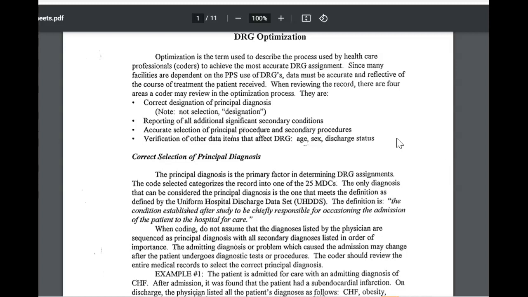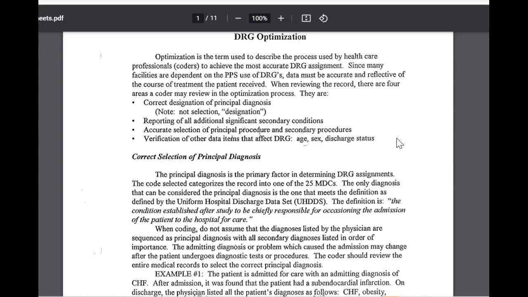Optimization is the term used to describe the process by healthcare professionals to achieve the most accurate DRG assignment. Since many facilities are dependent on the prospective payment system, the use of DRG data must be accurate, reflective of the course of treatment the patient received.